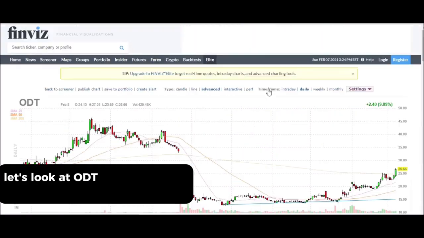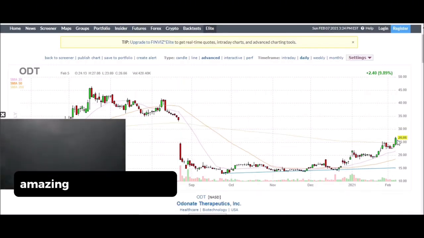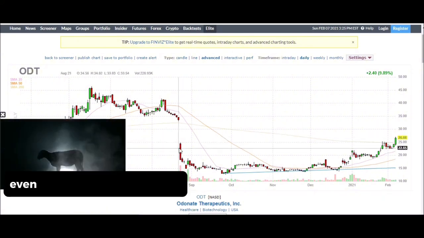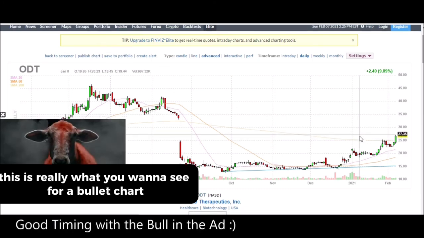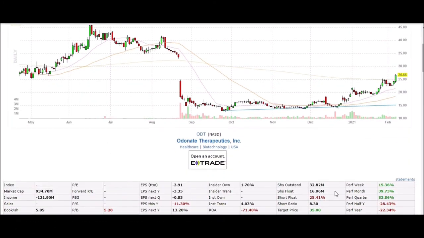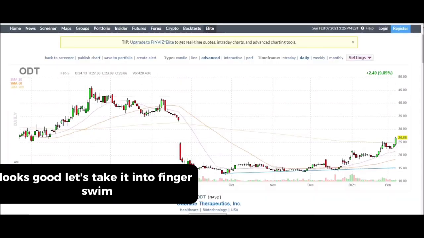Let's look at ODT. ODT, we've got this nice juicy gap here. Amazing close on Friday. Even closed above this candle. I mean, this is really what you want to see for a bullish chart for a short squeeze. Plus, you have a 25% short float. Looks good. Let's take it into Thinkorswim.